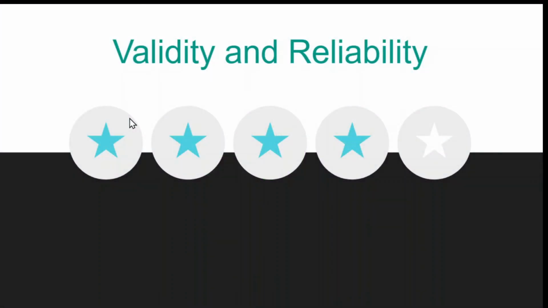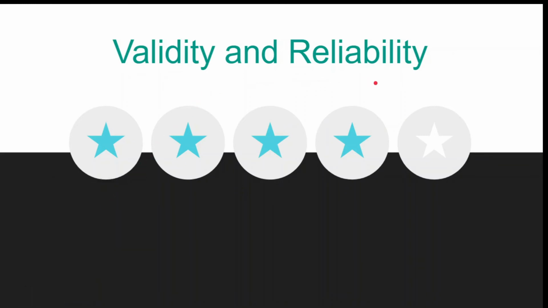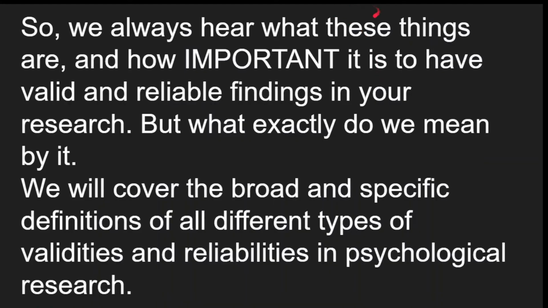So today we will be taking a look at validity and reliability in research. These are again very important terms and we always hear about them. We're like, oh, your research should always be valid, it should always be reliable. Why is it important? What exactly do we mean by valid and reliable research? In plain English, it's understandable, accurate and trustworthy, but is that what it really means in psychology?